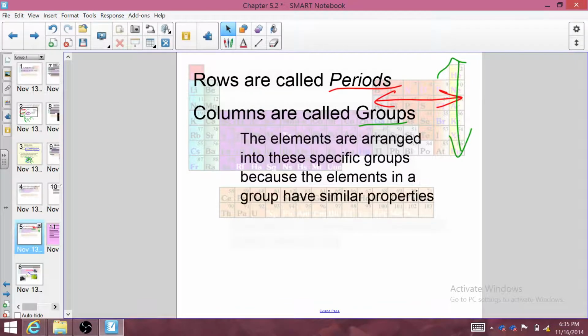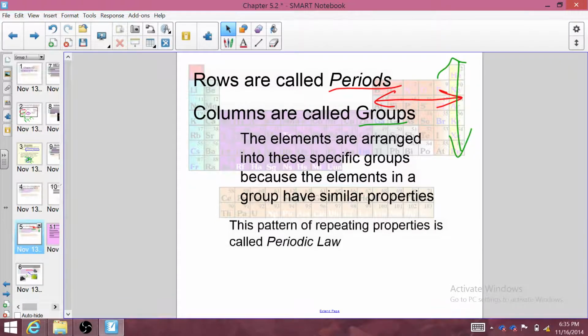Now, the elements are arranged into these specific groups because the elements in a group have similar properties. So the reason why helium is in the same group as neon, even though they have very different atomic numbers, is because they have similar properties. And Mendeleev did this on purpose. And this pattern of repeating properties, meaning once you go past a group and come back to it, they have similar properties, that's called periodic law.